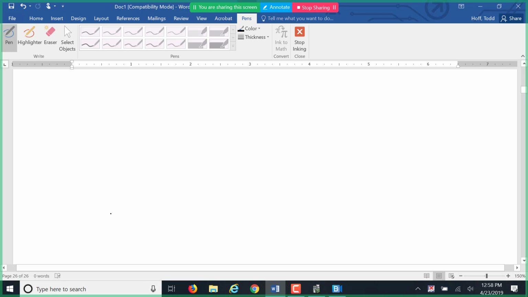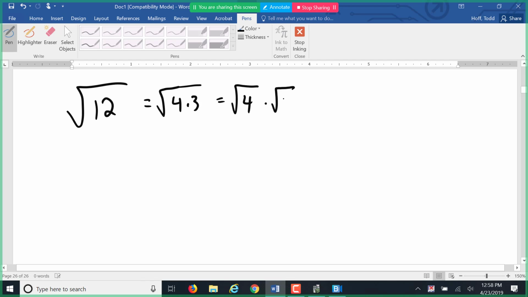So how does this i get used for calculating square roots of negative numbers? Well, just like we had the square root of 12, and we split that into the square root of 4 times 3, which we could split into the square root of 4 times the square root of 3, which gave us that reduced form of 2 times the square root of 3. We use that same concept with a negative.